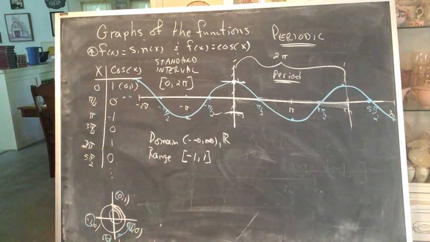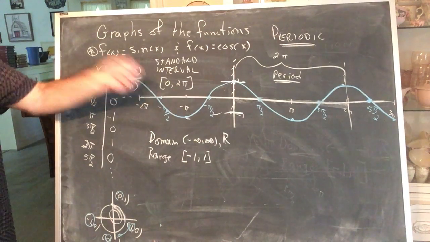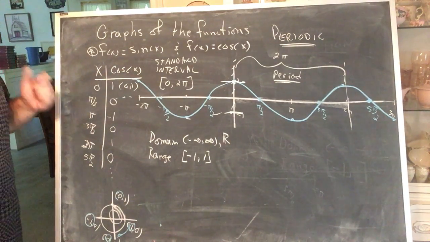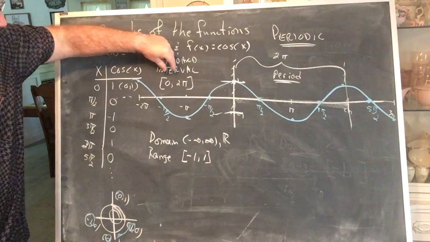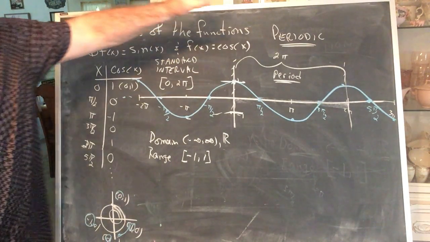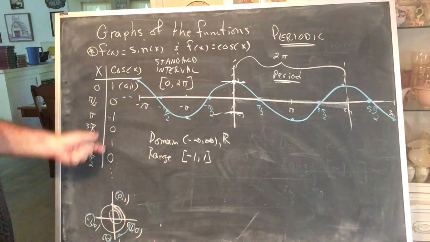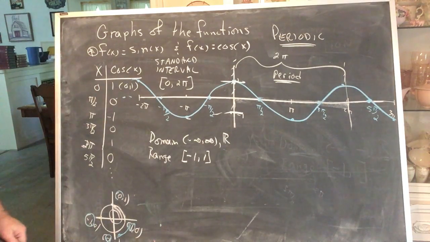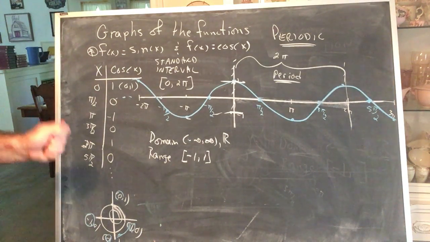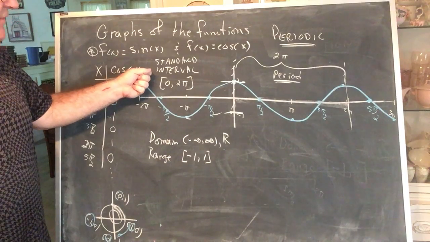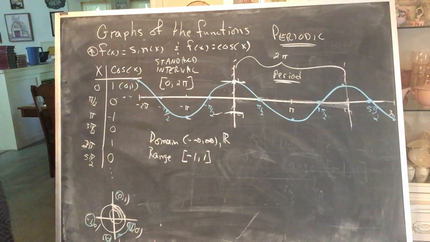Now, it turns out the other functions don't necessarily have that. For example, the standard interval for tangent is not 0 to 2 pi. The period for tangent is not 2 pi. The different functions have different values, and so it's important that you learn the specifics for that specific function.